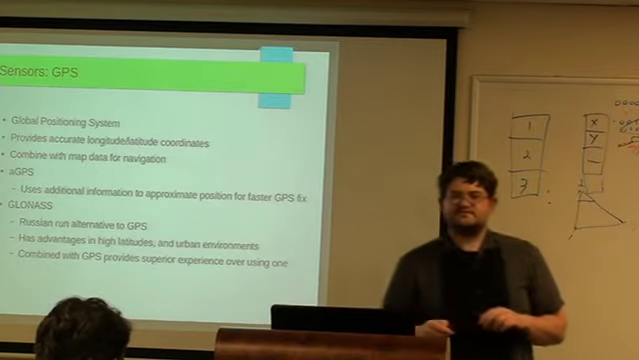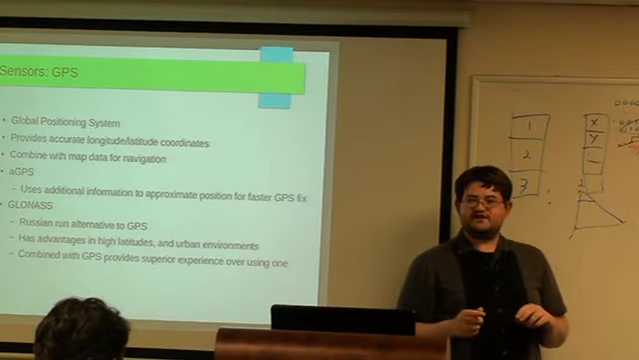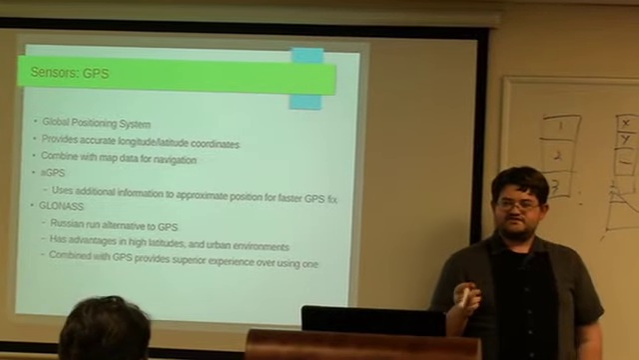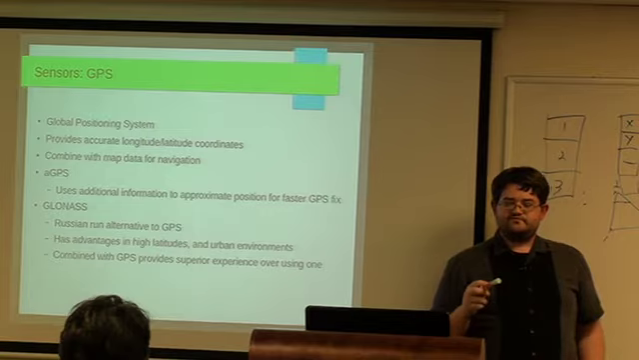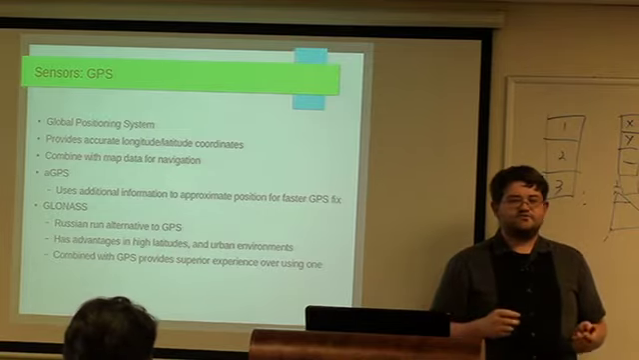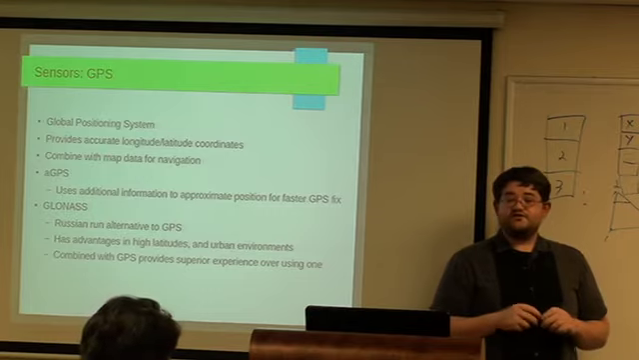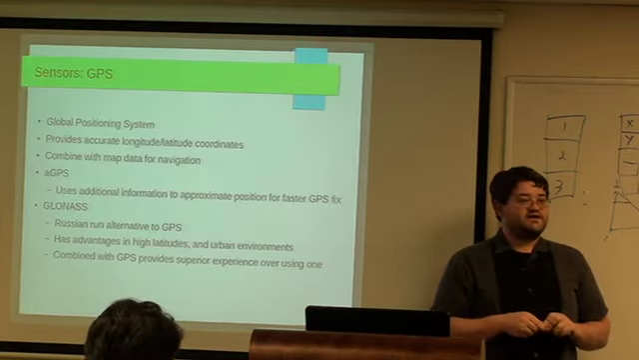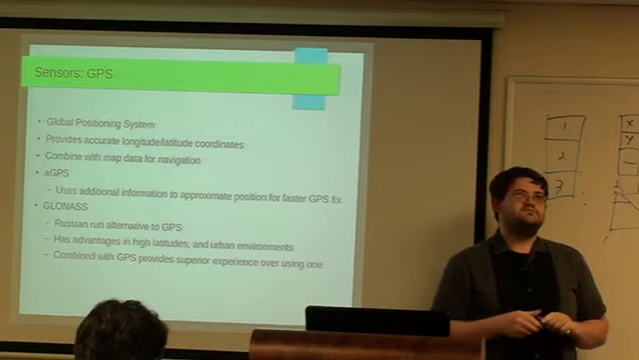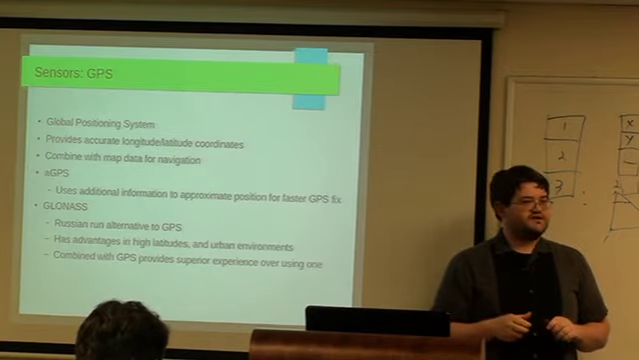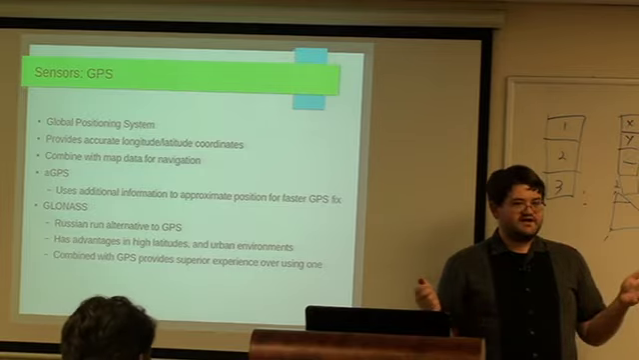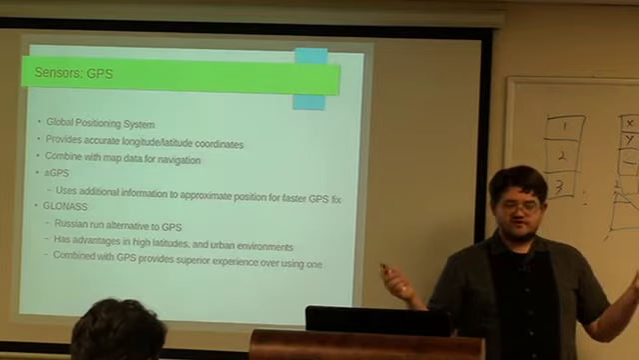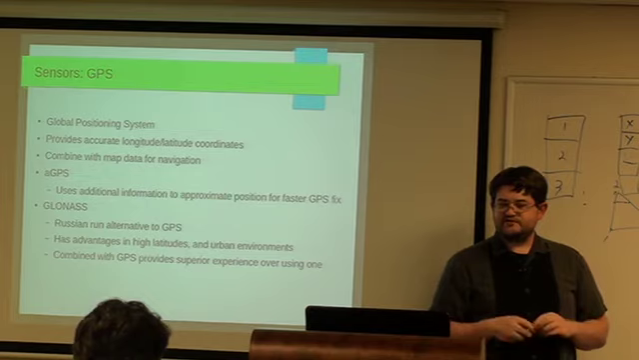GPS. This is actually a wider area of discussion than I thought it would be. GPS is the Global Positioning System, and I'm sure most of you already know that. Basically, it provides accurate longitude and latitude coordinates. Interestingly, it can also provide fairly accurate altitude, although not all devices supply altitude data. If you combine it with map data, you can get navigation, which is a fairly standard app that's already deployed on many devices.